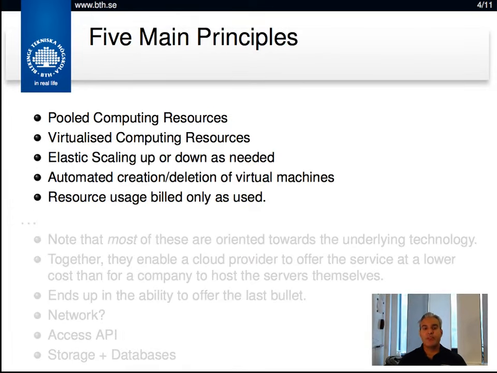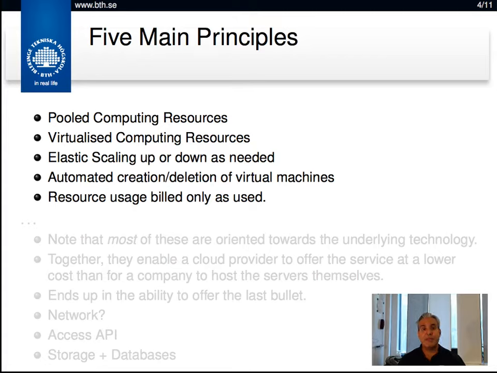There are 5 main principles to cloud computing. First of all is that we pool our computing resources with others. We share the same underlying hardware, and we do this through virtualized computing. So we have our own virtual machines. So we think we run our own machines, but they are in fact virtual and they run on shared hardware. This enables us to scale up and down as we need. We can add a new virtual machine relatively easy.